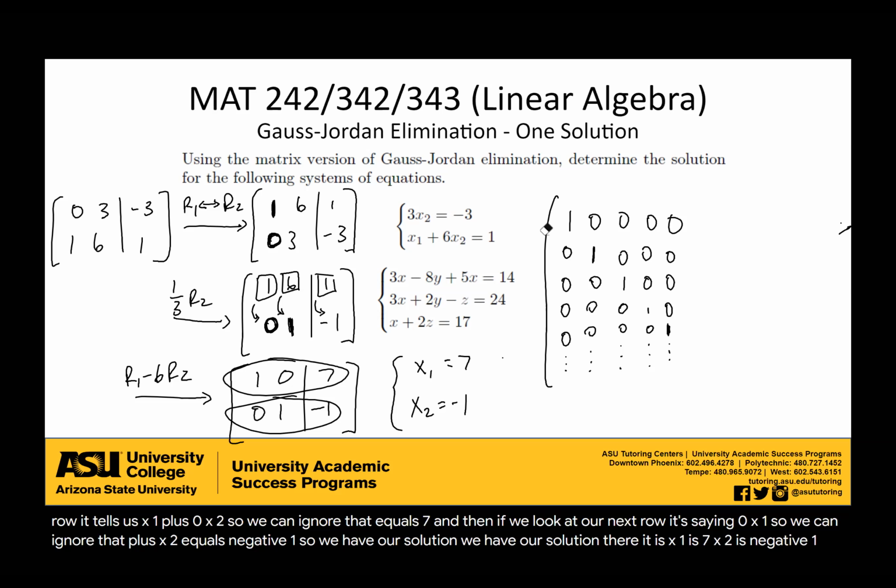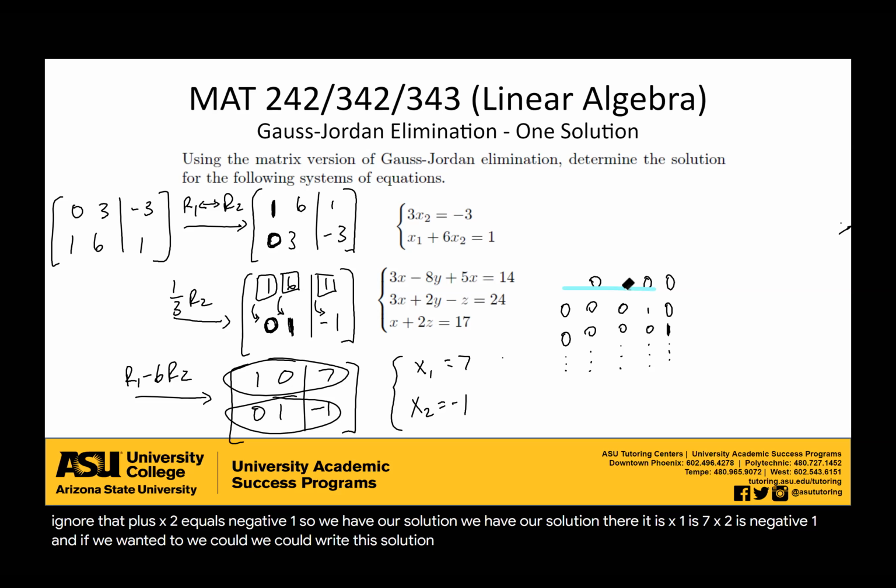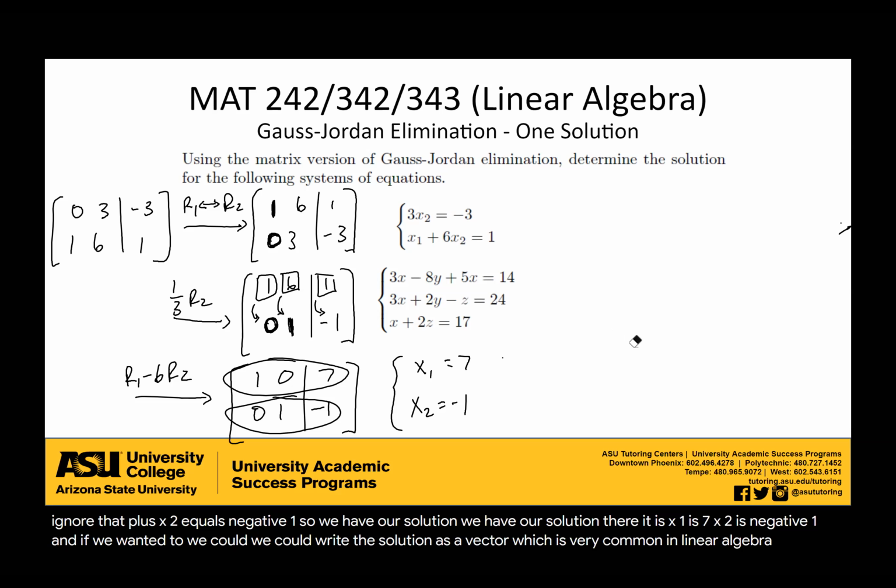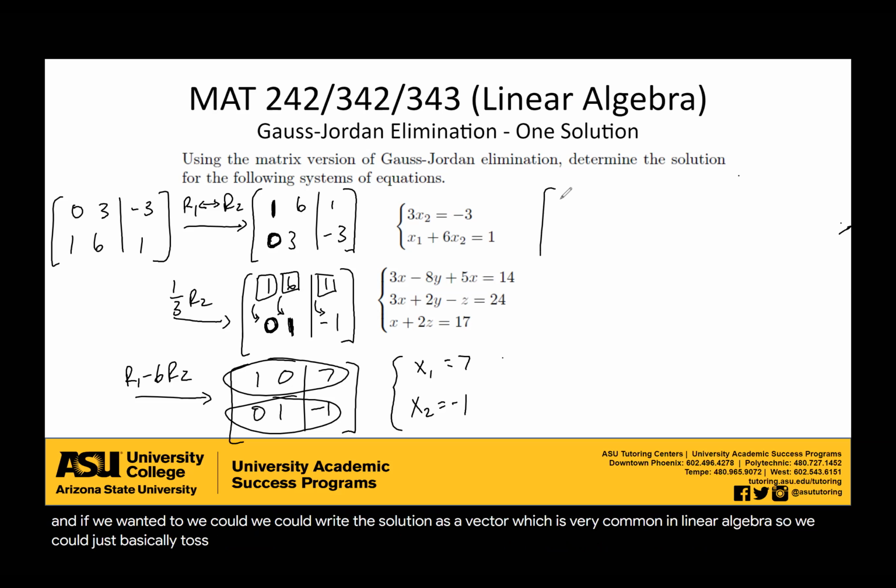And if we wanted to, we could write this solution as a vector, which is very common in linear algebra. So we could just basically toss the x1 and the x2 into a vector and say that that vector is equal to 7, negative 1.